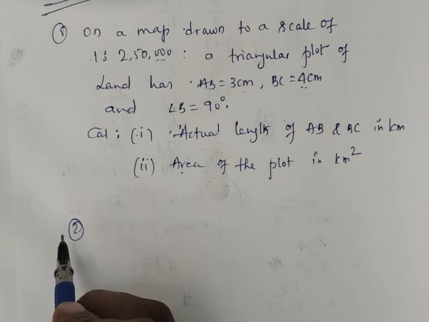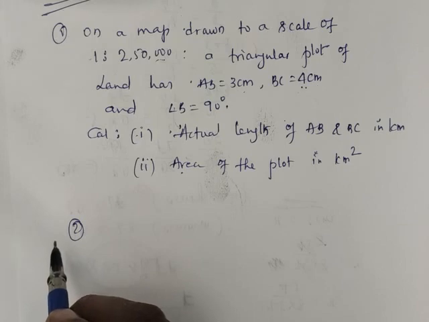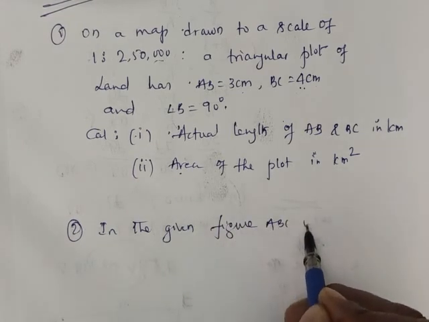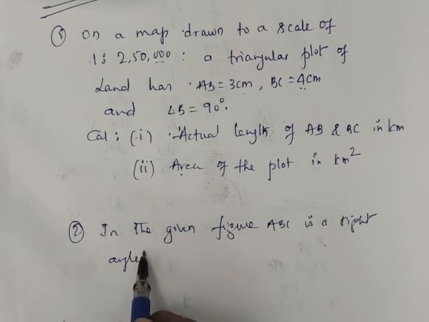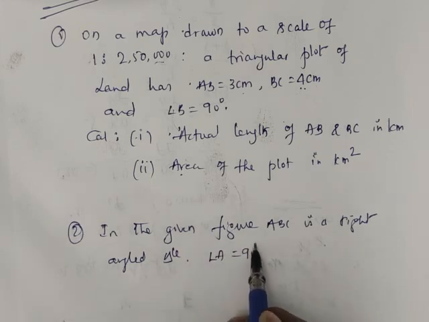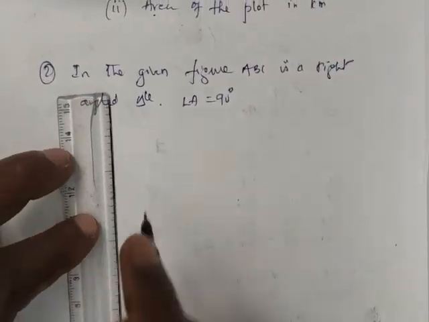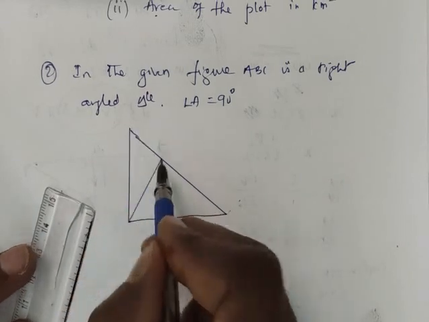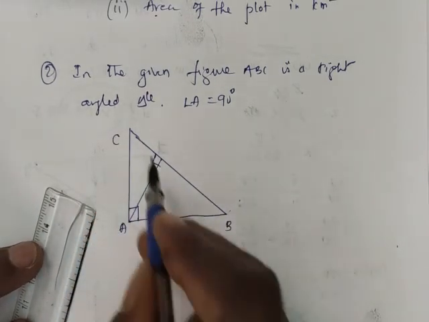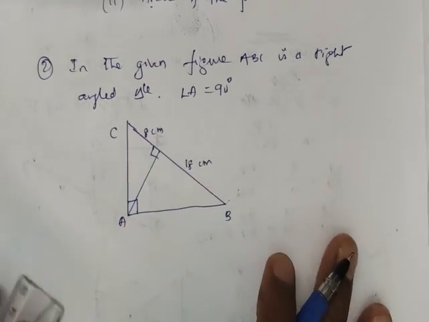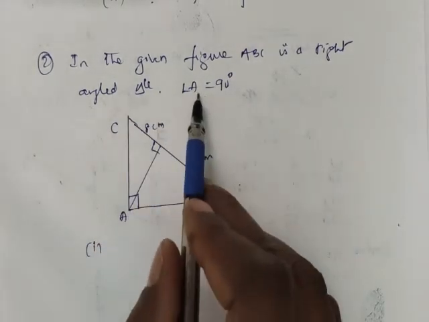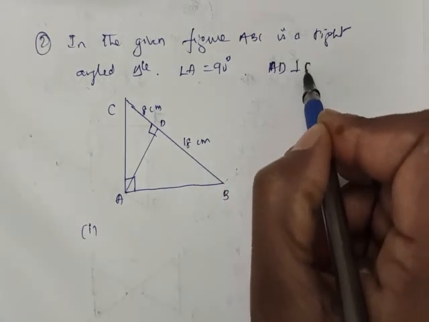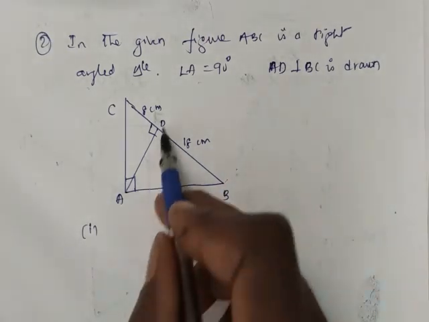The other question is from similarity I give you. In the given figure, ABC is a right angled triangle. Angle A equals 90 degrees. This is the diagram. In the given diagram, ABC is a right angled triangle, angle A is 90 degrees, as well as angle D also 90 degrees. AD perpendicular to BC is drawn.